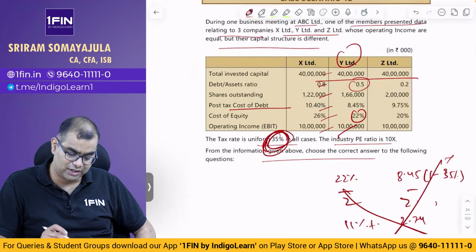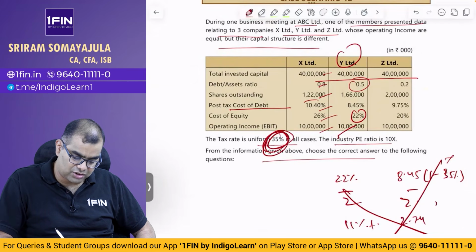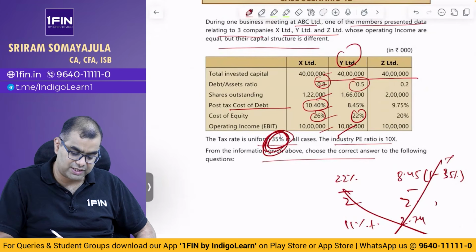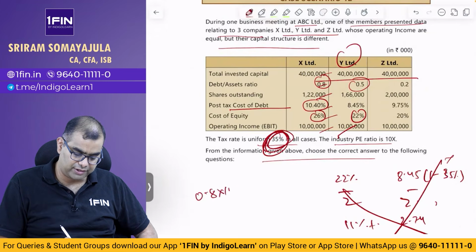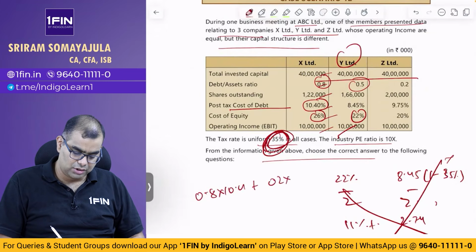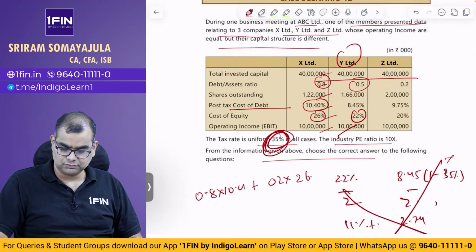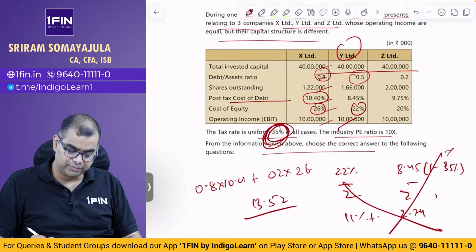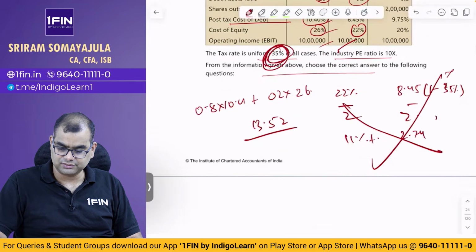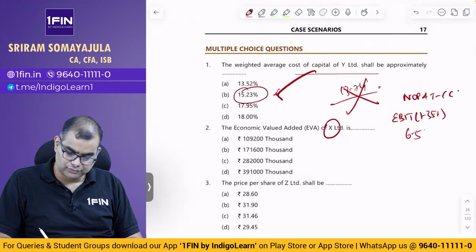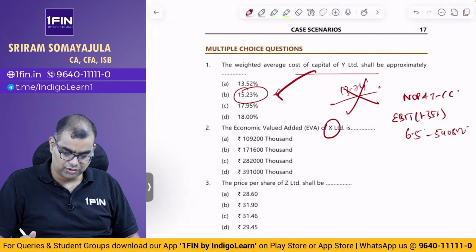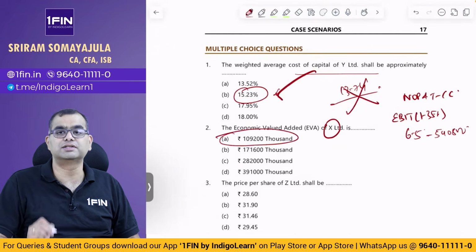Now, we have to find out WACC for X also. What is WACC? Your post-tax cost of debt is 10.4 and your cost of equity is 26. The ratio is 80-20. So, 0.8 into 10.4 plus 0.2 into 26, which is 13.52. 13.52 into invested capital of 40 lakhs, you get 5,40,800. If you subtract these two, 1,09,200. Yes, 1,09,200. This is the correct answer.